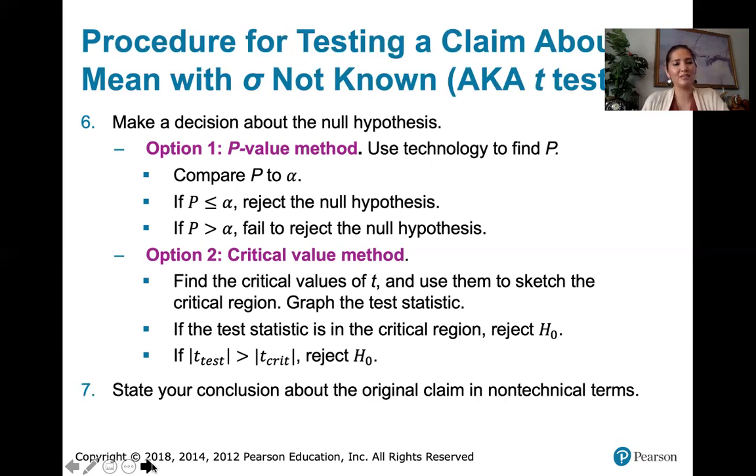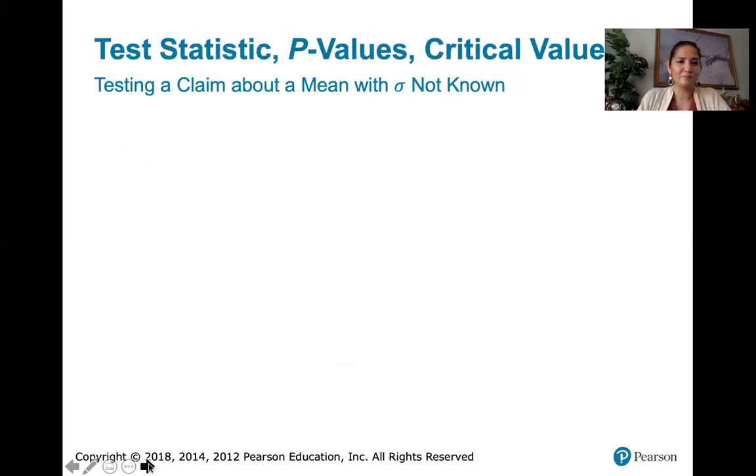Okay, so after we've done that, we've come to some conclusion about the null hypothesis. We always want to state our conclusion about the original claim in non-technical terms. We don't want anyone to have to take statistics to understand where we're coming from. People don't know what null hypotheses are. It's not necessarily common knowledge to understand what a test statistic is or what the student t-distribution is, but we want to be able to explain the results of our study in terms that everyone can understand. So that's what we'll do in step 7.